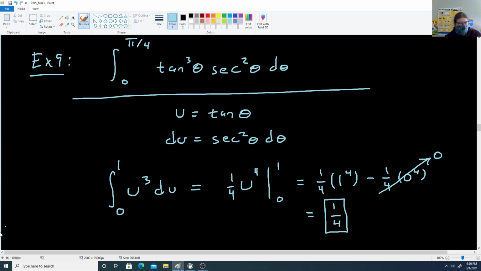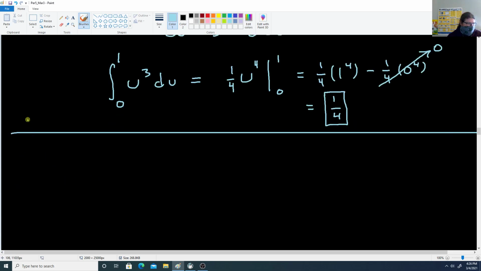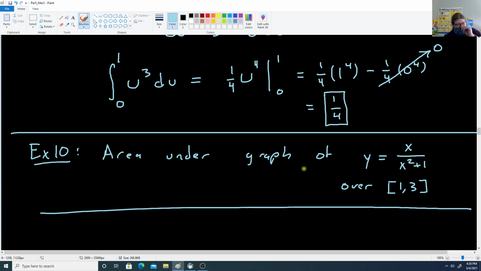So last example here we're going to do from this section, and we'll stop there. For this final example, I want us to find the area under the graph of y equals x over x squared plus 1 over the interval 1 up to 3. So it wants us to find the area under that curve over the interval 1 up to 3.